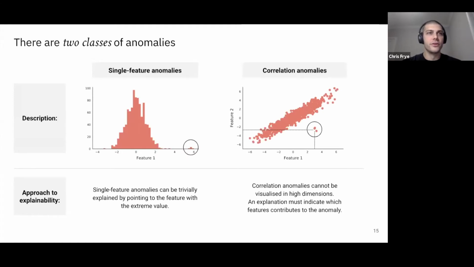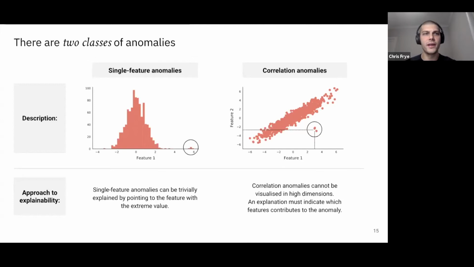Okay, so in general, there are two classes of anomalies. On the left, we have single feature anomalies. These are both easy to detect and easy to explain. They arise when an individual feature in your data takes an extreme value. For example, here's a histogram of the values that an individual feature takes across the data set. And on the far right, in this left-hand plot, beyond the tail of the distribution, we can see there are a couple of anomalous data points. And as the name suggests, single feature anomalies can be explained simply by plotting a histogram of the incriminating feature.